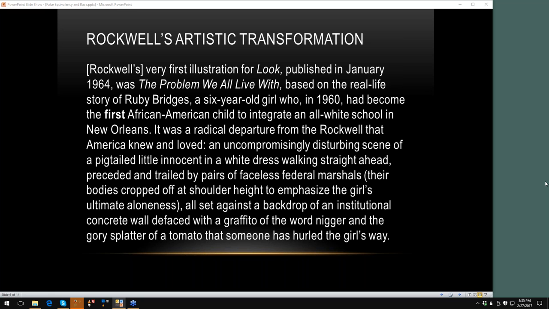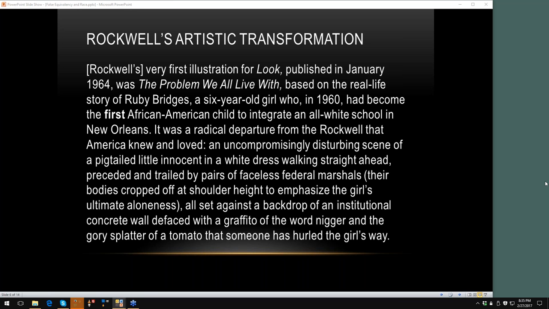Now, some of you may now recognize what it is we're talking about or have an inkling. This was based on the real-life story of Ruby Bridges, hence our password tonight, a six-year-old girl who in 1960, so this is 4 years before, had become the first, and this is important, the first African-American child to integrate an all-white school in New Orleans.